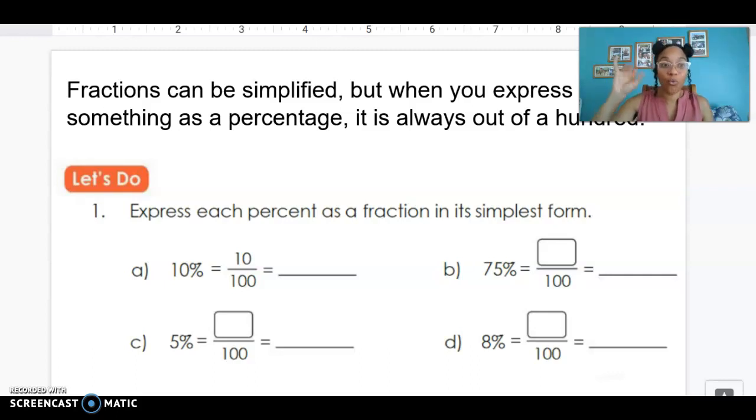The factors of 5 are 1 and 5. 100 can be divided by 5, so we should divide by 5 to find that simplest form.